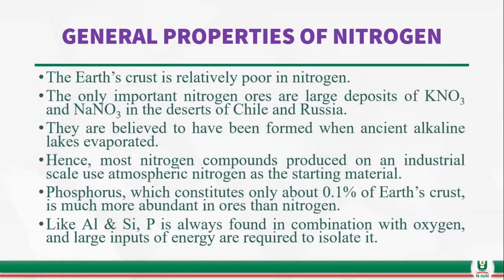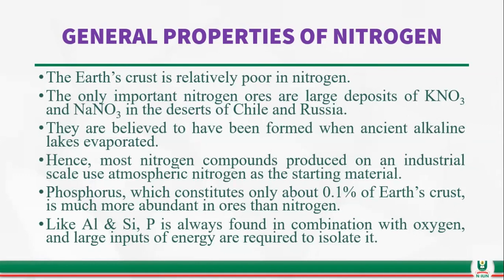What are the general properties of nitrogen? The earth crust is relatively poor in nitrogen. And when we are saying the earth crust, don't confuse it with the atmosphere over the air. The earth crust is talking about the soil within the earth. Can you dig it out to have an ore of nitrogen, the same way you have the ore of aluminum, the ore of iron from the soil that you can now refine to get the pure elements, like the bauxite, like the hematite? But that of nitrogen is what we are talking about. It's abundant in the air, in the atmosphere, but in the earth crust it is relatively poor.